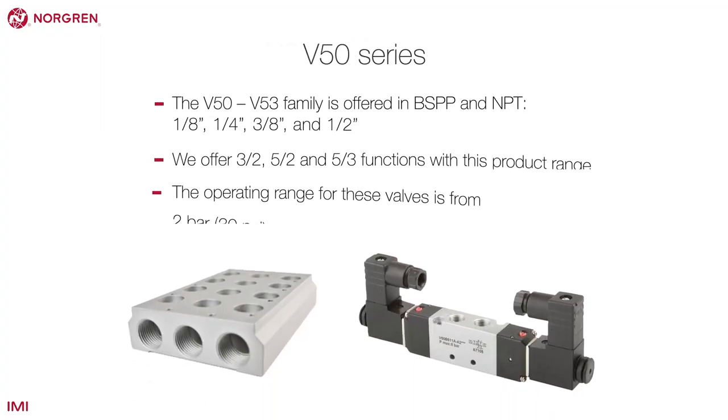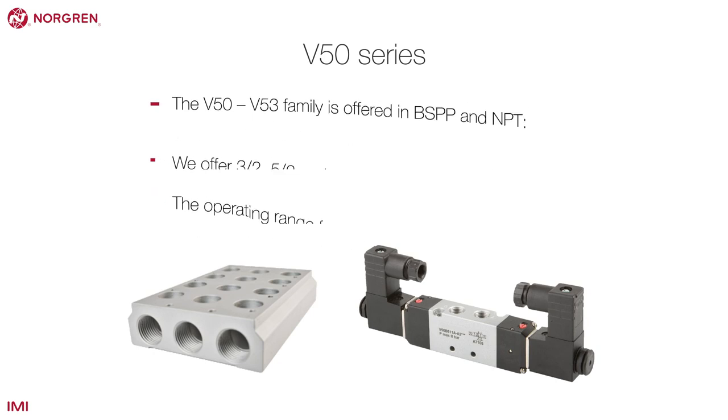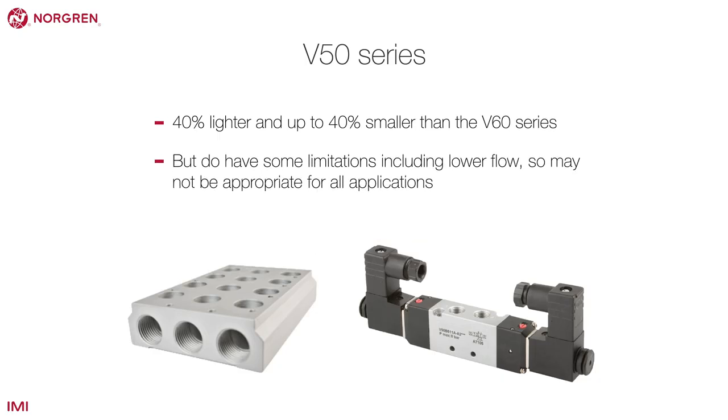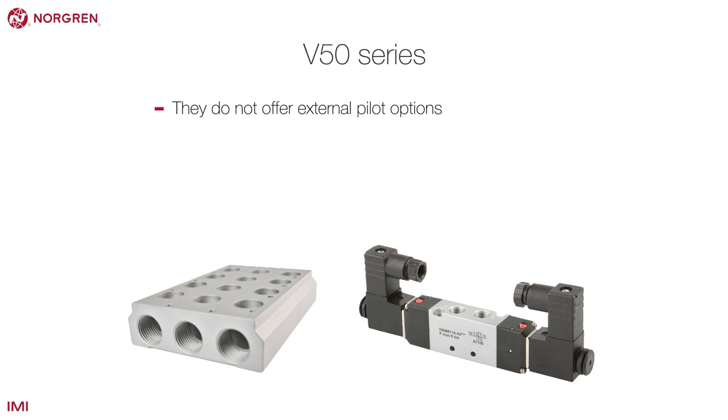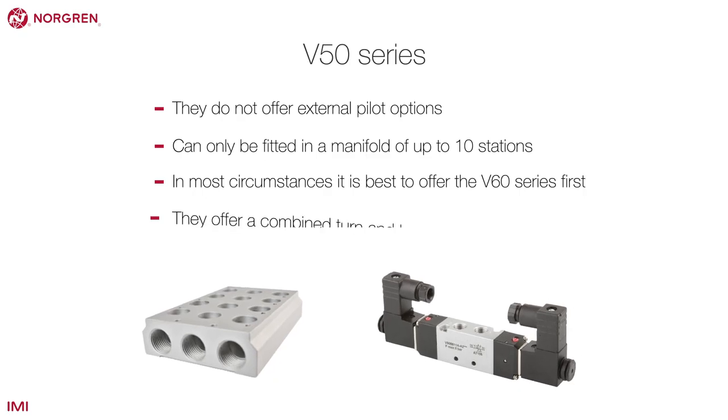The V50 series is also a family of inline solenoid and pilot valves that offer a low-cost alternative to the V60 series. They are 40% lighter and up to 40% smaller than the V60 series, but do have some limitations, including lower flow, so may not be appropriate for all applications. They do not offer external pilot options and can only be fitted in a manifold of up to 10. In most circumstances, it is better to offer the V60 series first. They offer a combined turn and lock and push-button override.